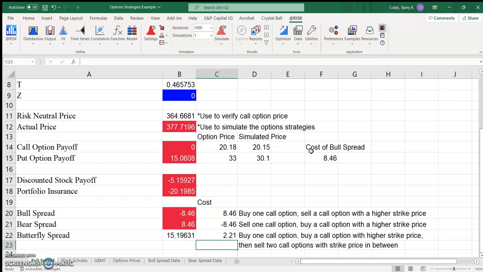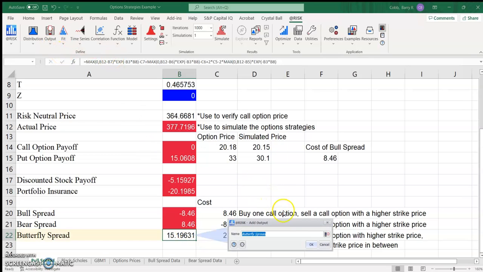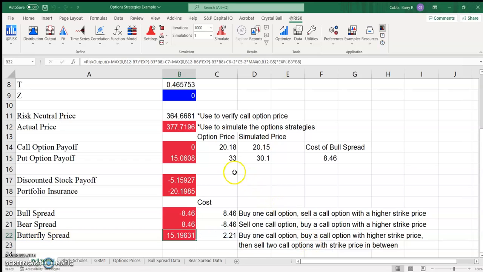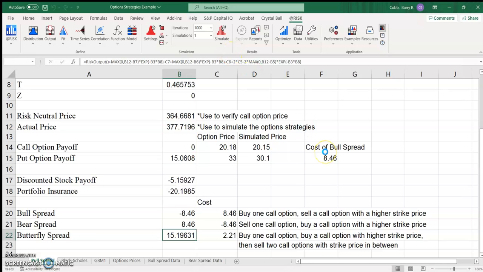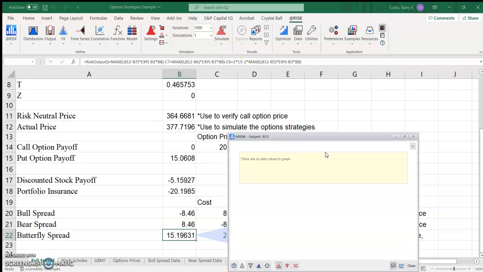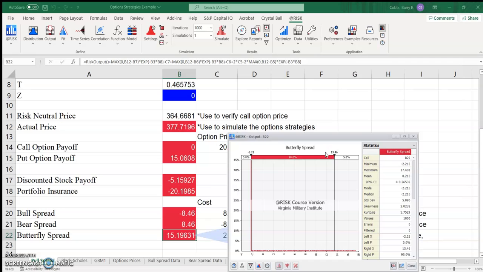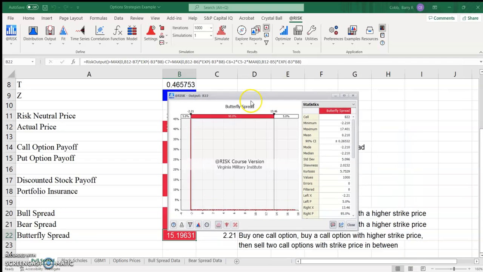So one thing that's attractive about the butterfly spread is that it has a very low cost. If we don't think we're going to see any major swings in the stock price, this might be an option that locks in some return. So we'll make this an output. And simulate this.